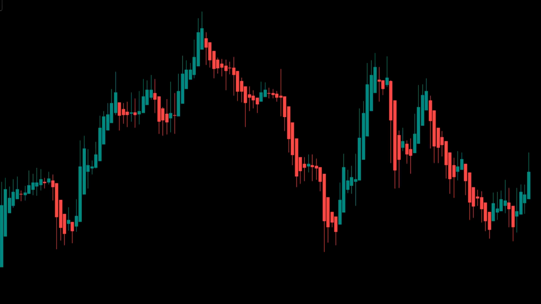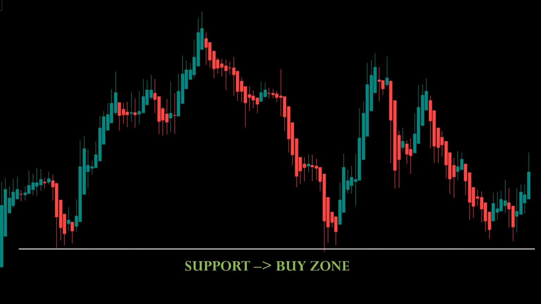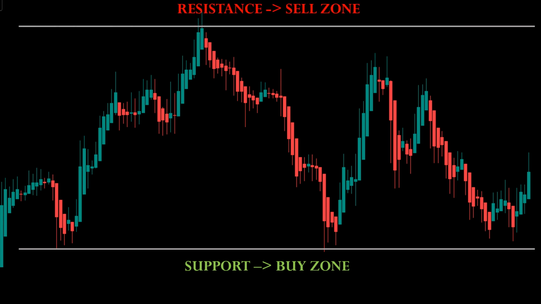This is where the real money is made. Support is a price level where buyers usually step in and stop price from falling further, and resistance is where sellers tend to enter and prevent price from moving higher. Think of them like floors and ceilings in the market. When price approaches support, traders watch for potential buying opportunities. When price approaches resistance, traders watch for possible selling opportunities.